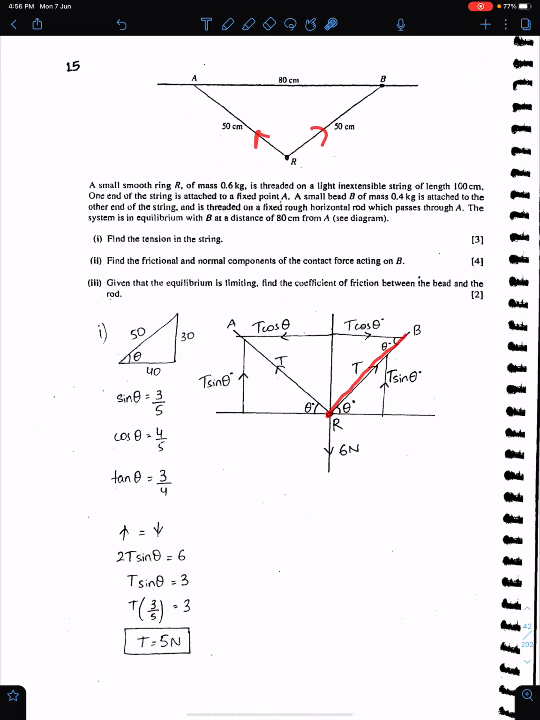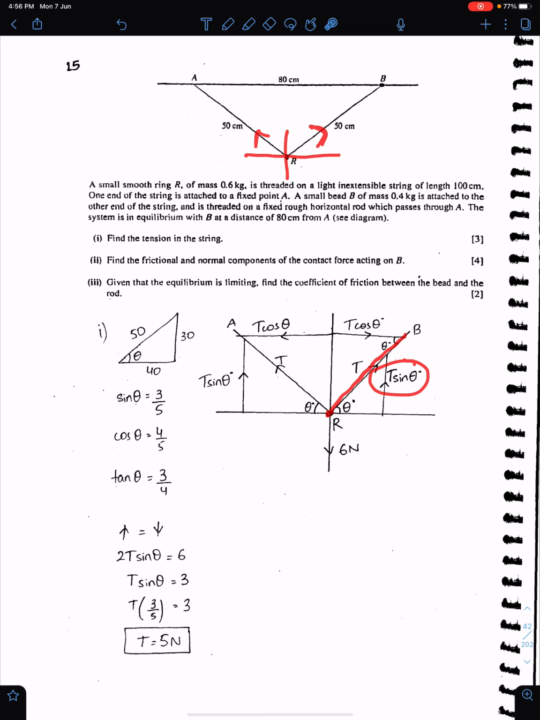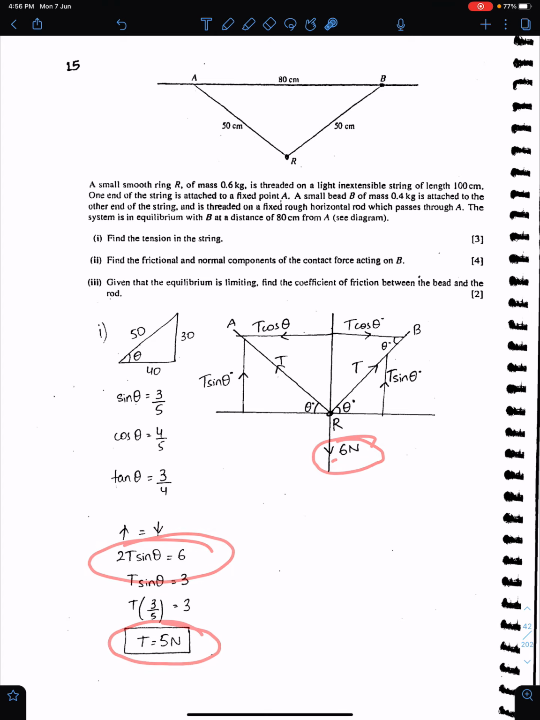This is tension, this is also tension. So this T has two components. See, we made axis at R. This is T, this is also T. So this situation is here. And this is the weight of ring R. So these two T sin thetas will be 6 newtons. So T is 5 newtons. This is the answer of part 1.